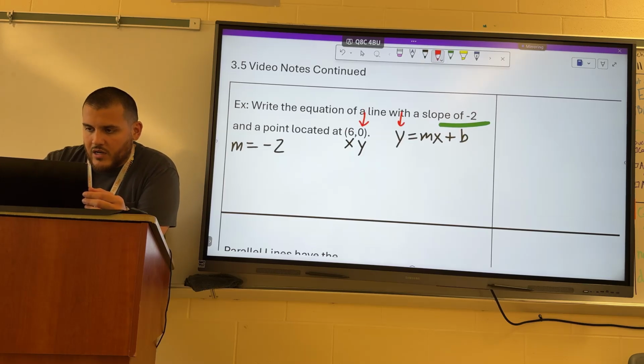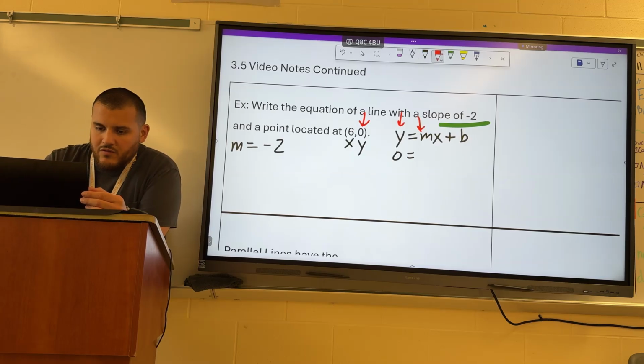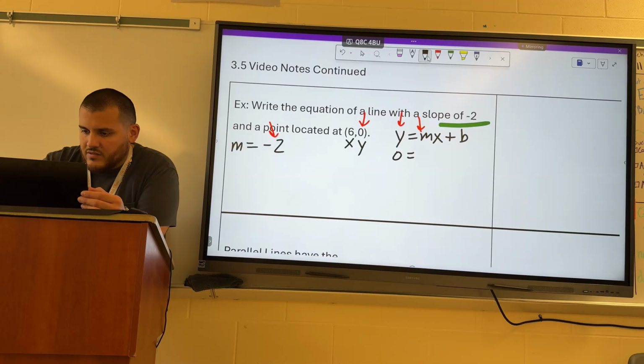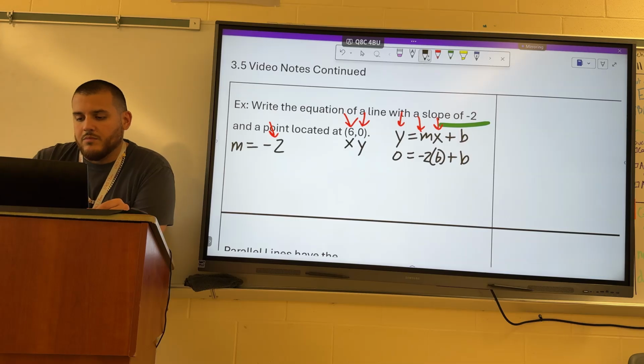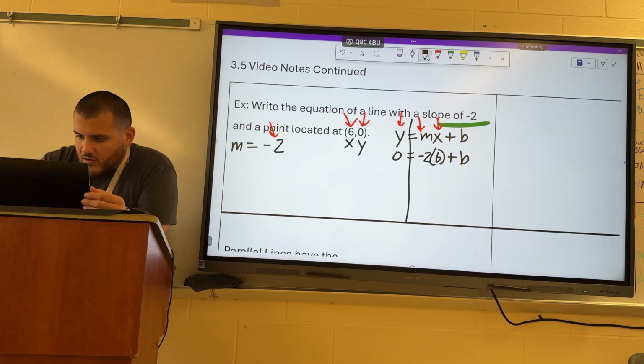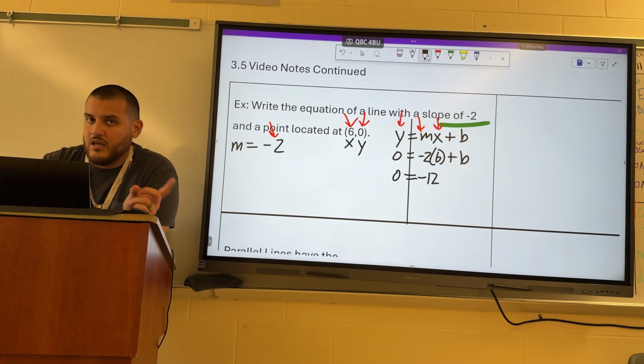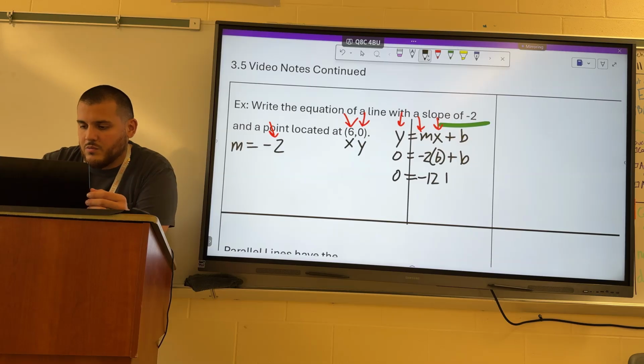Instead of y, I'm writing my value for y, subbing it in as 0. Instead of m, I'm writing my value for m. My slope is negative 2. Instead of writing x, I'm subbing in my x-coordinate, which is positive 6. And then we still have the plus b that we can now solve for, our y-intercept. So we have our 0 on the left side of our equal sign, then we have negative 2 times 6 is negative 12. Be very careful when you're dealing with negatives here, please.